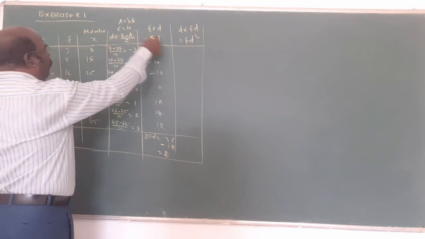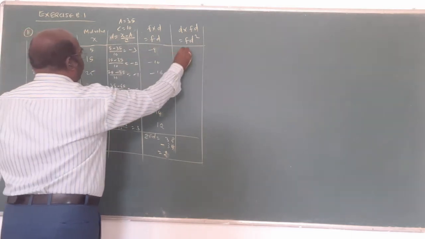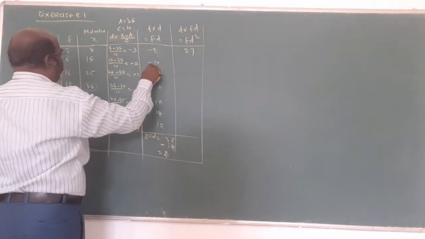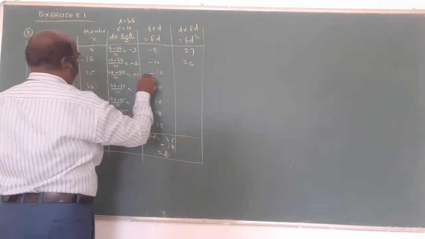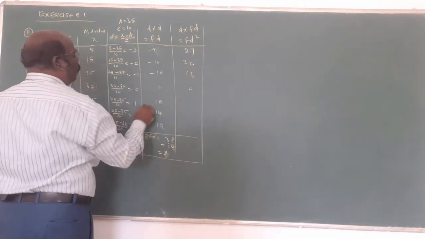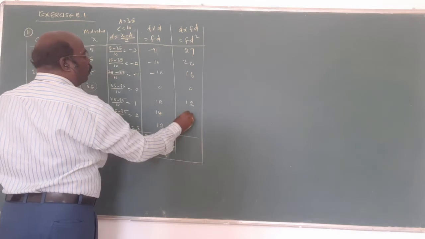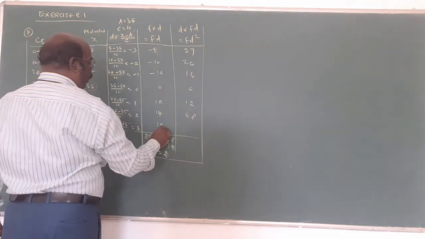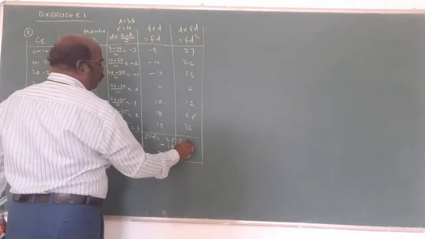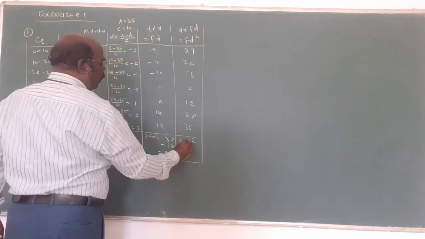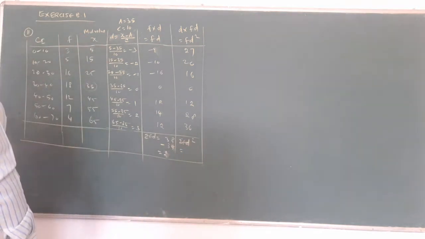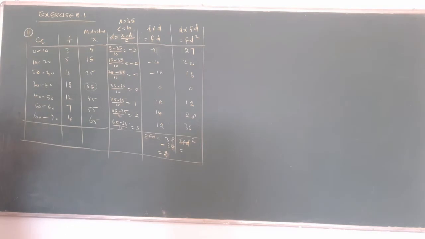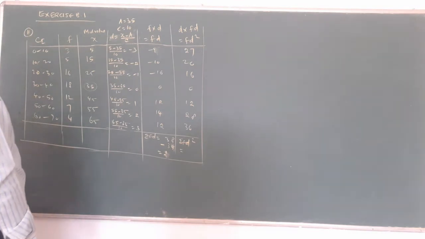Then d with the f. Minus and minus, 27. Minus and minus plus, 27, 20. 16, 0, 12, 28. All are positive now. Now adding all the values, we get the answer 139.